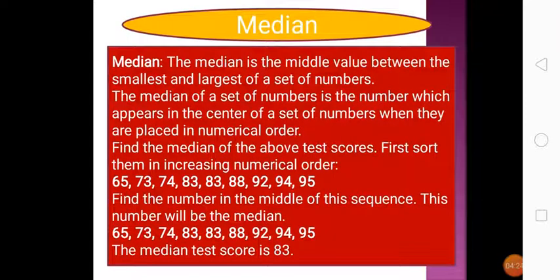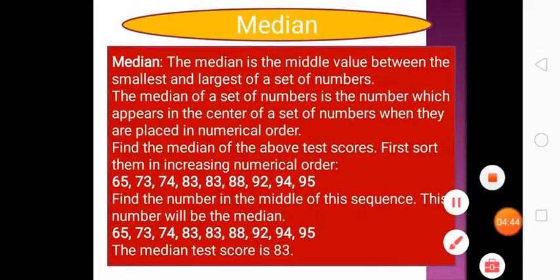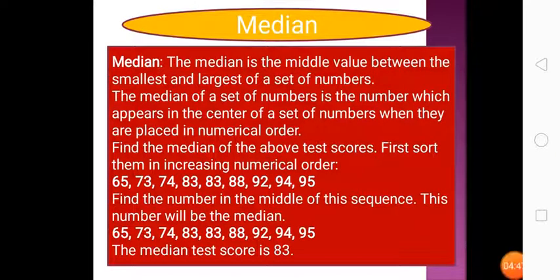The next content is what is median. The median is the middle value between the smallest and largest of a set of numbers. The median of a set of numbers is the number which appears in the center of the set when they are placed in numerical order. The median is the middle result when replicate data are arranged according to increasing or decreasing values. For an odd number of results, the median can be evaluated directly. For an even number, the mean of the middle pair is used.